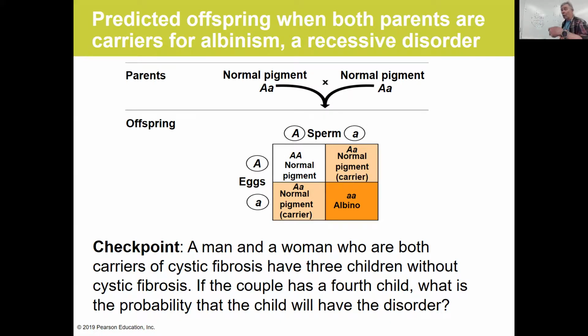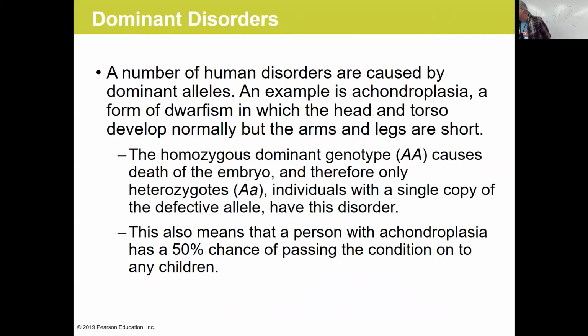So if a man and woman who are both carriers of cystic fibrosis have 3 children without cystic fibrosis, if a couple has a 4th child, what's the probability the child will have the disorder? Still 1/4. Every child, the probability is 1/4. It doesn't matter how many children you have earlier that don't have the disorder, each one is going to be 1/4. Right? It's still 1/4. 25% chance.